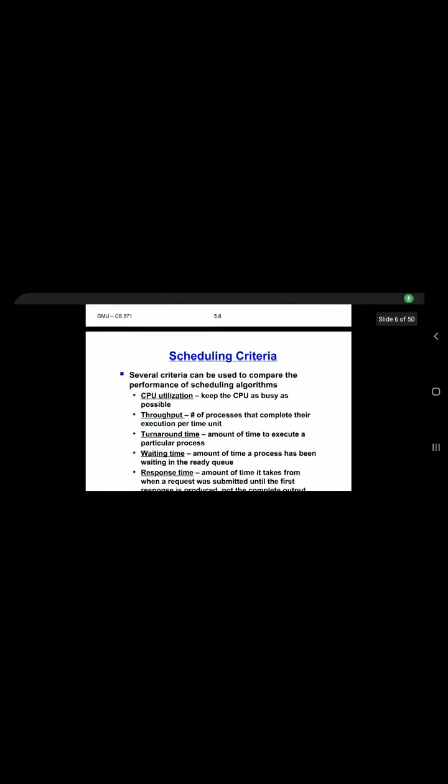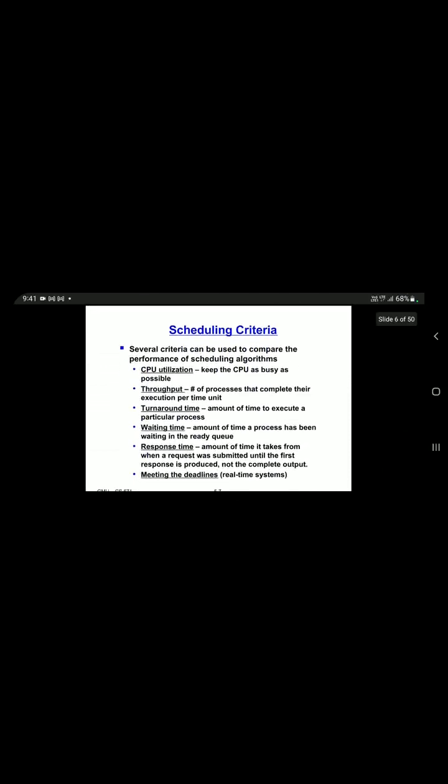Okay, now as I have already given you the introduction, let's dive deep. We have several criteria that can be used to compare the performance of CPU scheduling. First is CPU utilization, that is, keep the CPU as busy as possible. Next is throughput, the number of processes that complete their execution per time unit. Then we have turnaround time, the amount of time to execute a particular process.